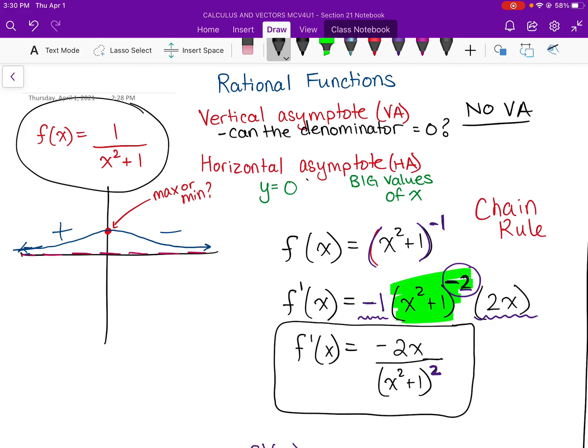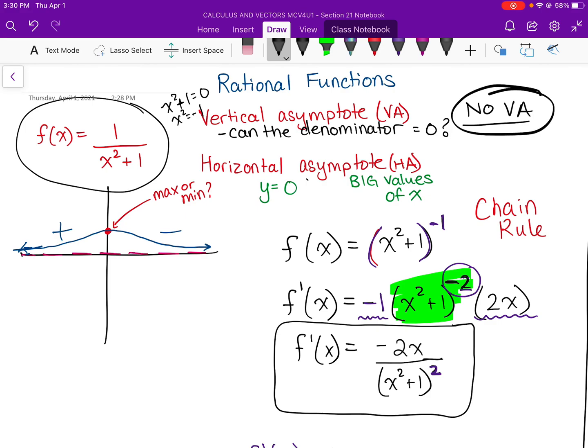Vertical asymptotes, we look at the denominator and we see if the denominator will ever equal 0. So basically you set the denominator equal to 0, x squared plus 1 equals 0, in order to find out where the vertical asymptote occurs. And we found out that x squared would equal -1, and we're not going to square root a negative. So the denominator can never equal 0 in this example. So we have no vertical asymptote.